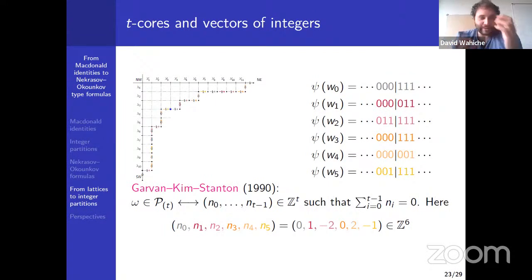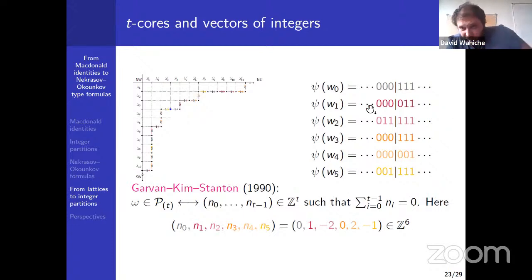So what is it? You have T-cores on the one hand and a vector of T integers on the other hand, where the components sum to 0. So it's exactly the lattices that I mentioned in type A, T minus 1 affine, at the very beginning of my talk. It is this approach of the Garvan, Kim, and Stanton paper that helps you build the dictionary between the infinite affine root system and some subset of T-core partitions or almost T-core partitions.